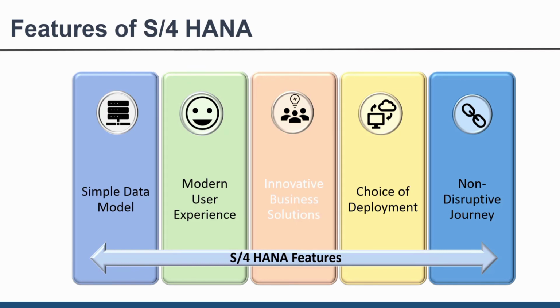And here you can see different features of S4HANA. The first feature is it is a simple data model. That is what we have discussed, that the data structure is completely changed, and now you have mostly header data and header table and line item table. So the table structure is completely changed and it is simplified.